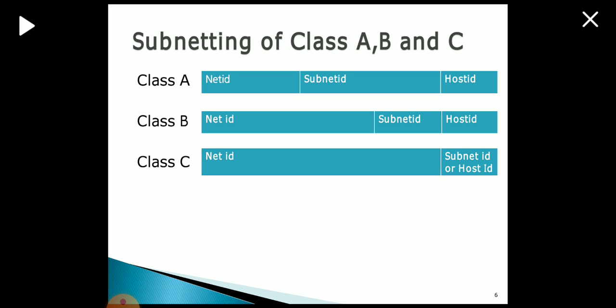Now, how is subnetting performed on class A, B and C? For class A, we perform subnetting by dividing the host ID into the subnet ID and host ID. While in class B, 2 bytes are reserved for network ID and the host ID is subdivided into subnet ID and host ID. While in class C, 3 bytes are reserved for network ID and the host ID is subdivided into the subnet ID and host ID according to the requirement.